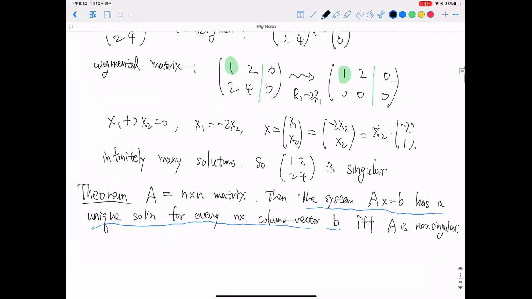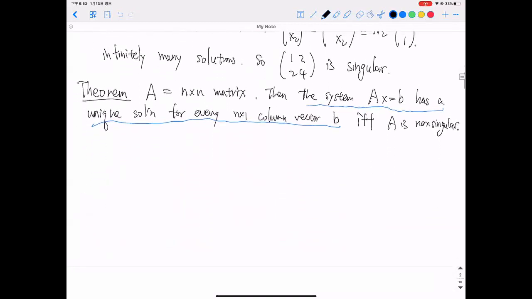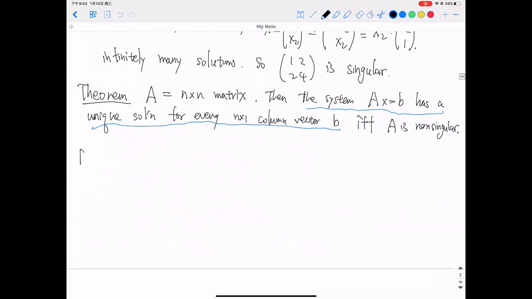Okay. So let's prove this. This theorem is about two statements being equivalent. The statements are encircled here. So we have to consider two implications. The forward implication is saying that if the system AX equals to B has a unique solution for every B, then A is non-singular.